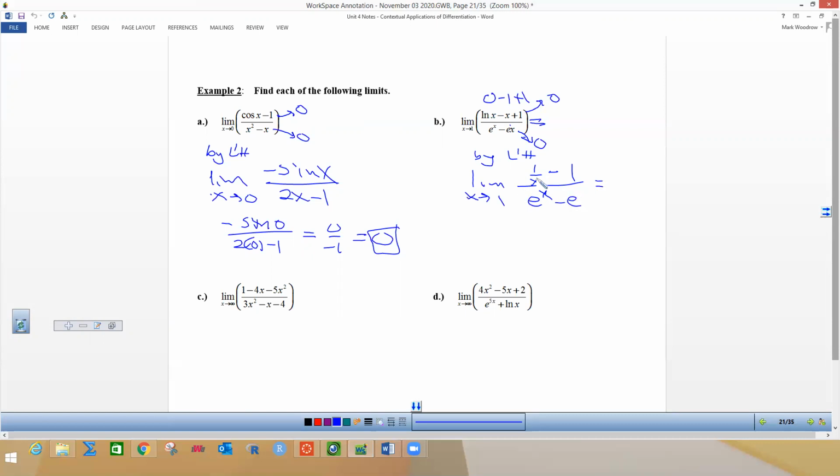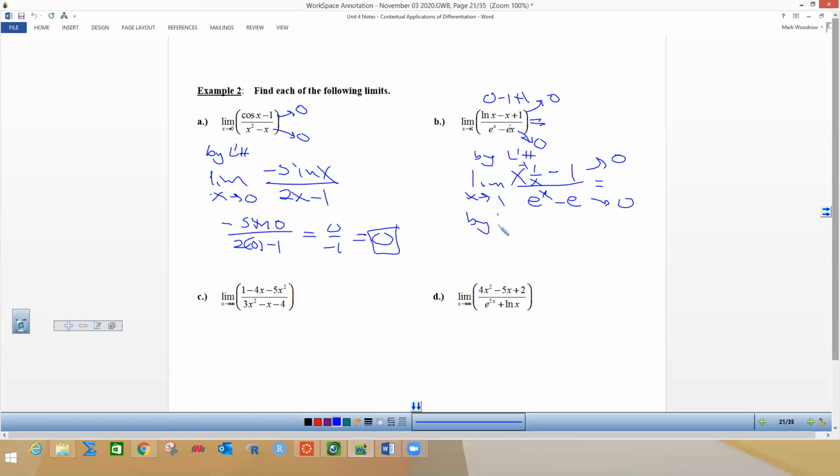And then we're going to plug 1 in up here. Well, we got a problem again because 1 over 1 is 1, and that goes to 0. And e to the first minus e, that's 0 again. So I have to do the derivative again. So I want to think of this thing right here as being x to the negative 1 when I do the derivative of the top again.